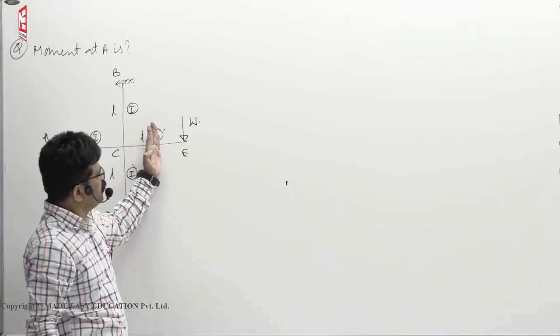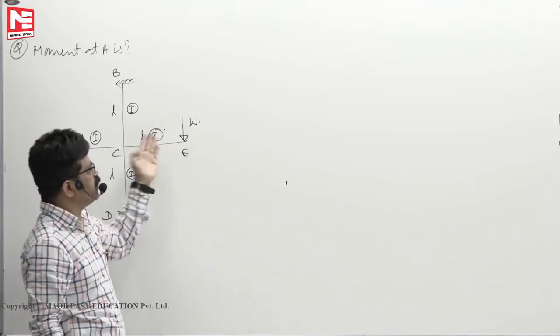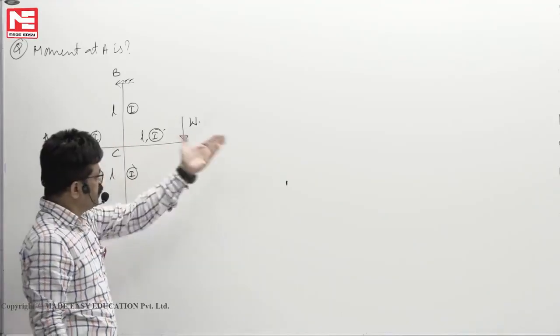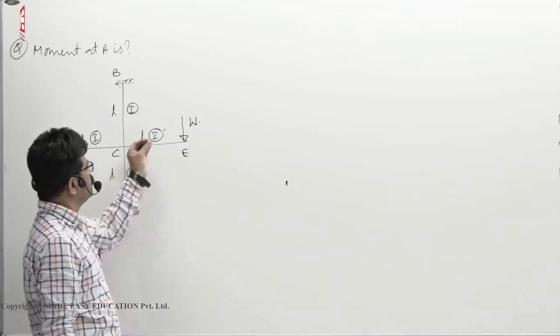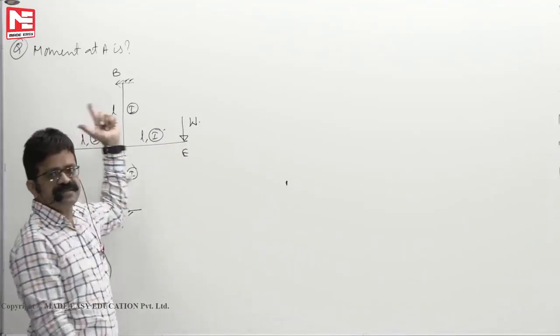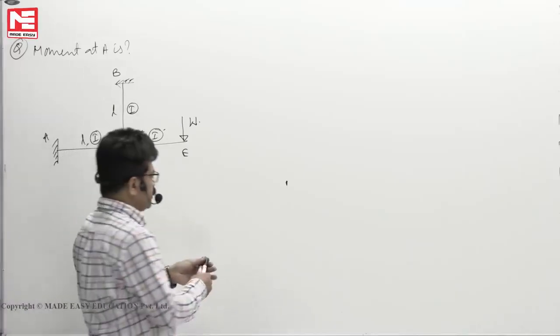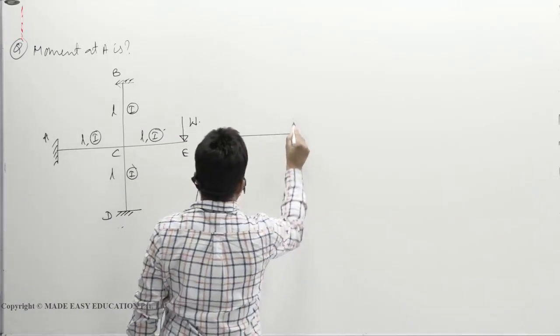What is the shear force here? W. Axial force 0. Bending moment is W into X. So everything is known to us, so there is nothing for us to analyze. So cut, throw it out, and analyze this structure like that. Now this is equivalent to this one.